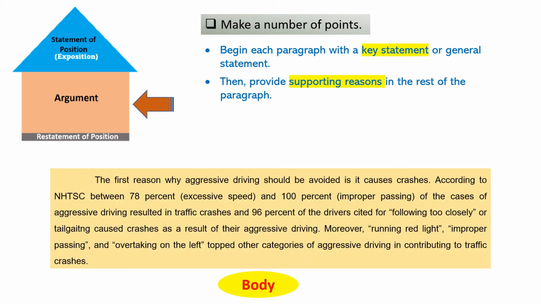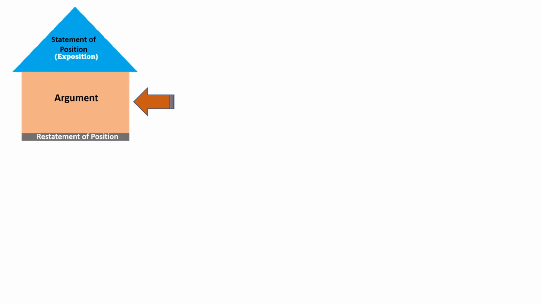This serves as the body of the essay, where the writer provided reasons to support his thesis statement. The paragraph begins with a general statement that contains the first reason why aggressive driving should be avoided. The first reason why aggressive driving should be avoided is it causes crashes. Then, this statement is followed by supporting details. Hindi lang isa, kundi tatlo ang reasons na isinulat ng writer to support his thesis statement.